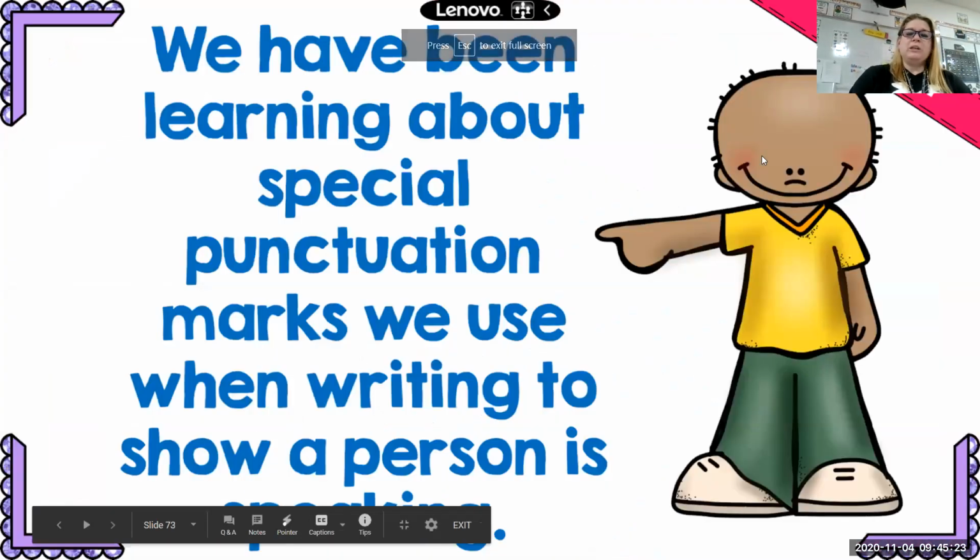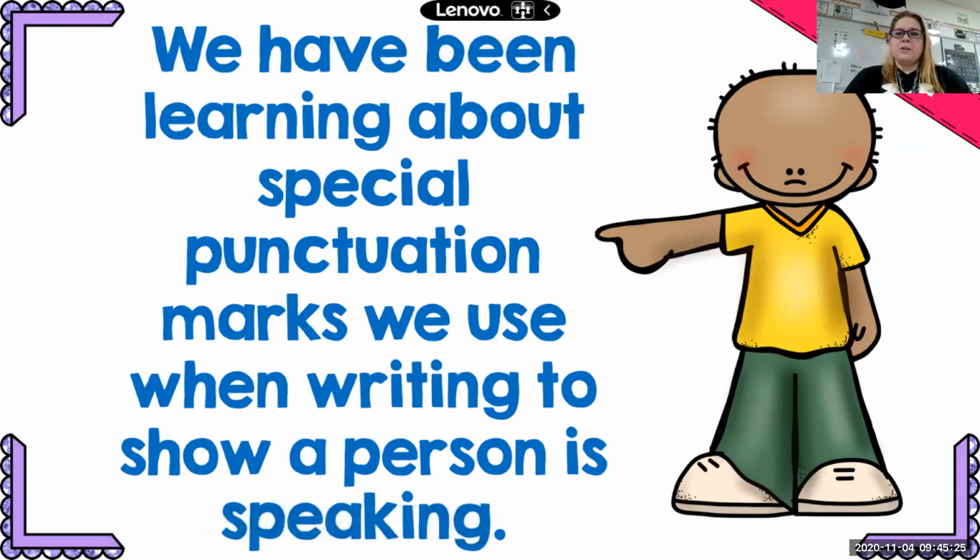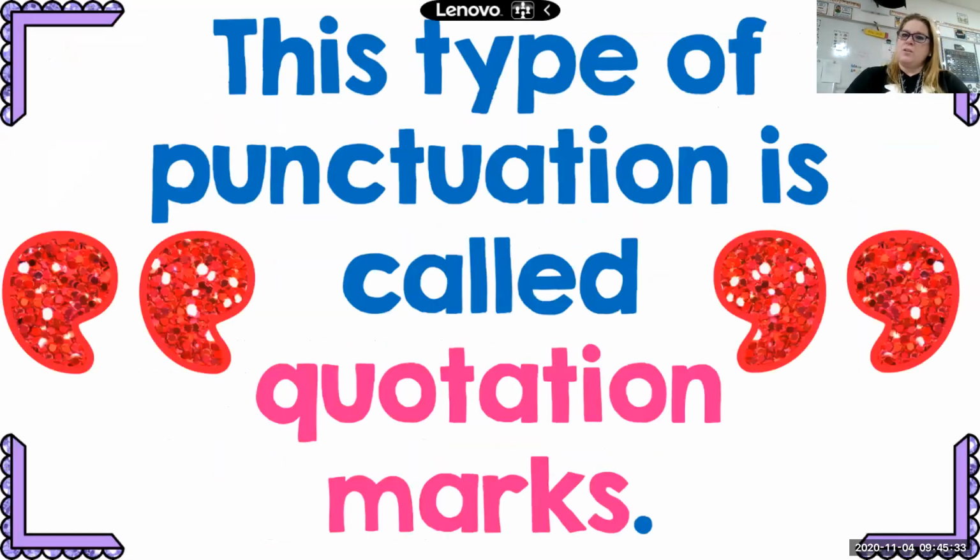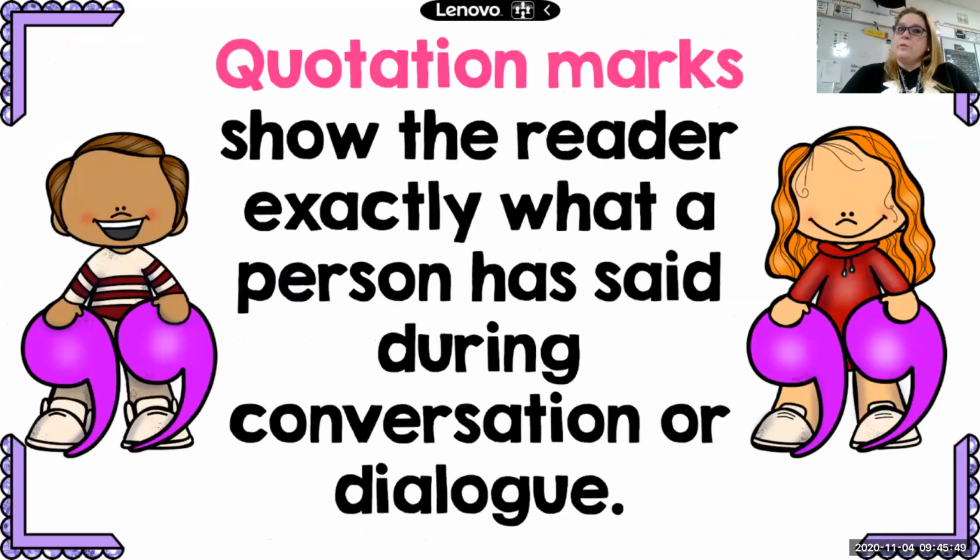Okay, so we have been learning about special punctuation marks that we use when we are writing to show that a person is speaking. This type of punctuation is called quotation marks. So when you are reading a story and you see that someone is having a conversation or a dialogue, what shows us what is being said are the quotation marks. Quotation marks show the reader exactly what a person has said during conversation or dialogue.